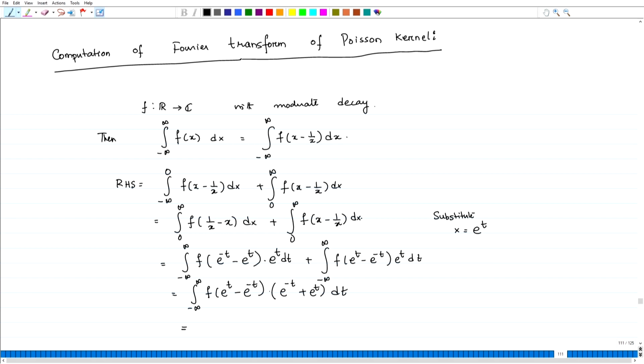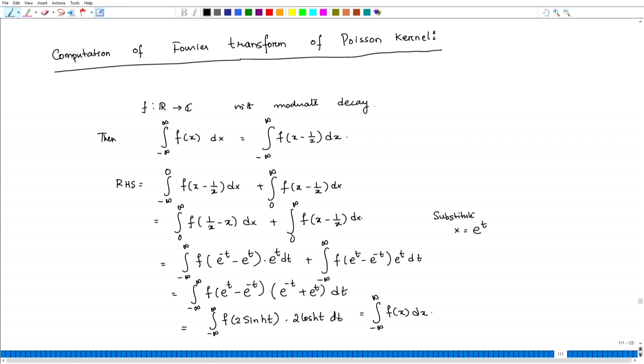and this is equal to the integral from minus infinity to infinity of f of 2 sinh t, and this is 2 cosh t dt. So, now if we make a change of variable, 2 sinh t is equal to x, then obviously what we are going to get is that this is the integral from minus infinity to infinity of f of x dx. So, this is the subordination principle that we have got.